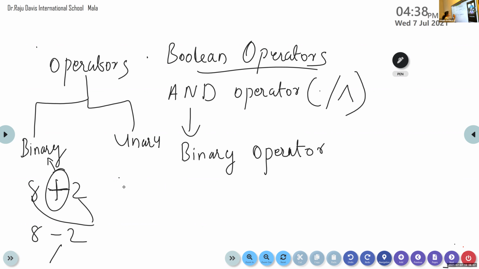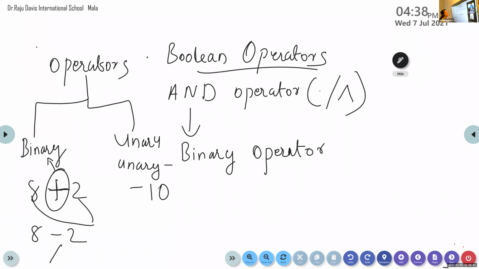I will give another example. If I want to represent a negative number, I will use unary minus. This is not binary minus, it is unary minus, for example minus 10. If you want to represent a negative number, we use this unary minus. For that purpose we need only one operand. So unary minus is a unary operator.